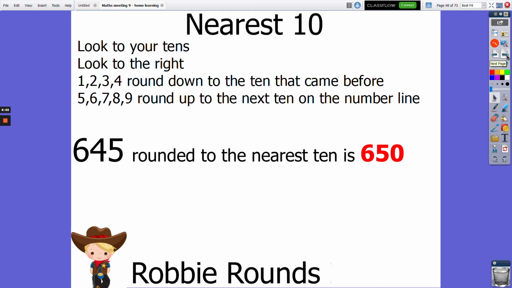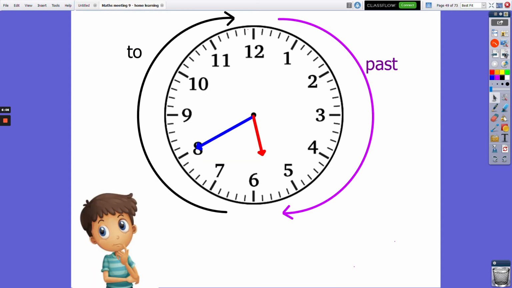That might have been a bit tricky for some of us. Well done if you got that one correct. Okay, what's our next page? Telling the time. Okay, we've got our clock face there. I want you to tell me if it's going past, it's going to. You can do the time in analog or digital or both if you want to challenge yourself. Okay, tell the time now.